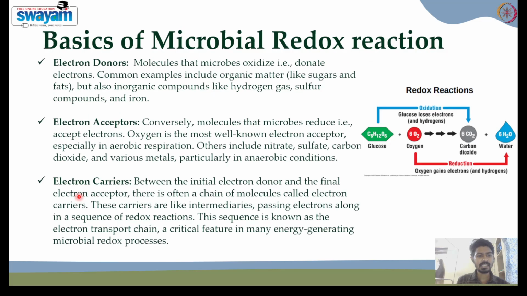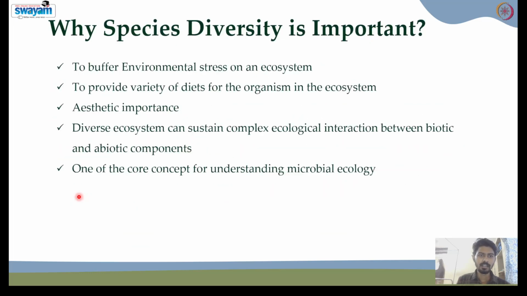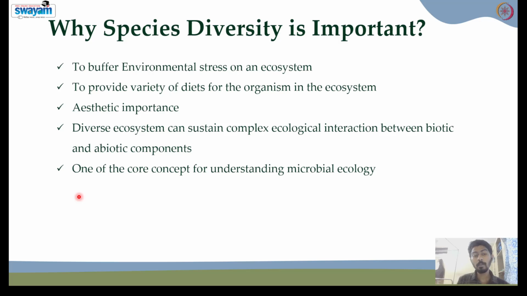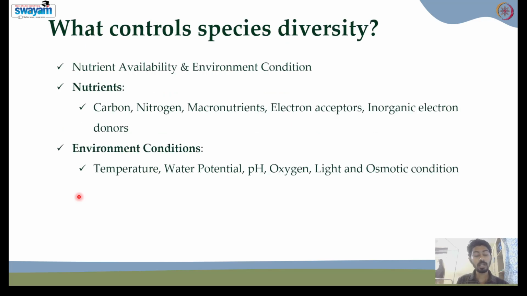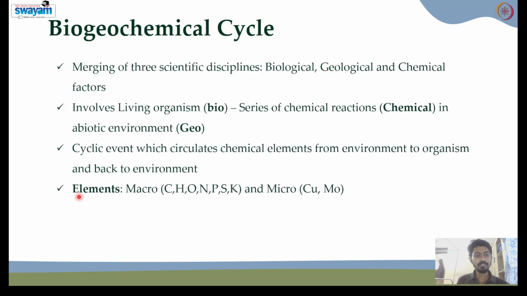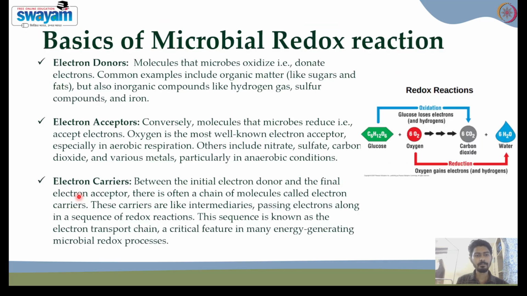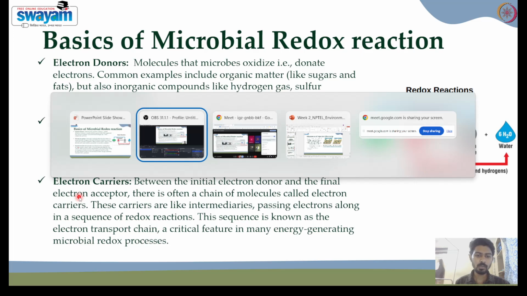So till this, do you have any doubts? Till this, we have seen what is species, how we measure species diversity, why it is important to study, and what controls this species diversity. Then we have seen biogeochemical cycles where reduction reactions are more prevalent, and we have seen some of the basics of microbial redox reaction terminologies. So till here, do you have any doubts?